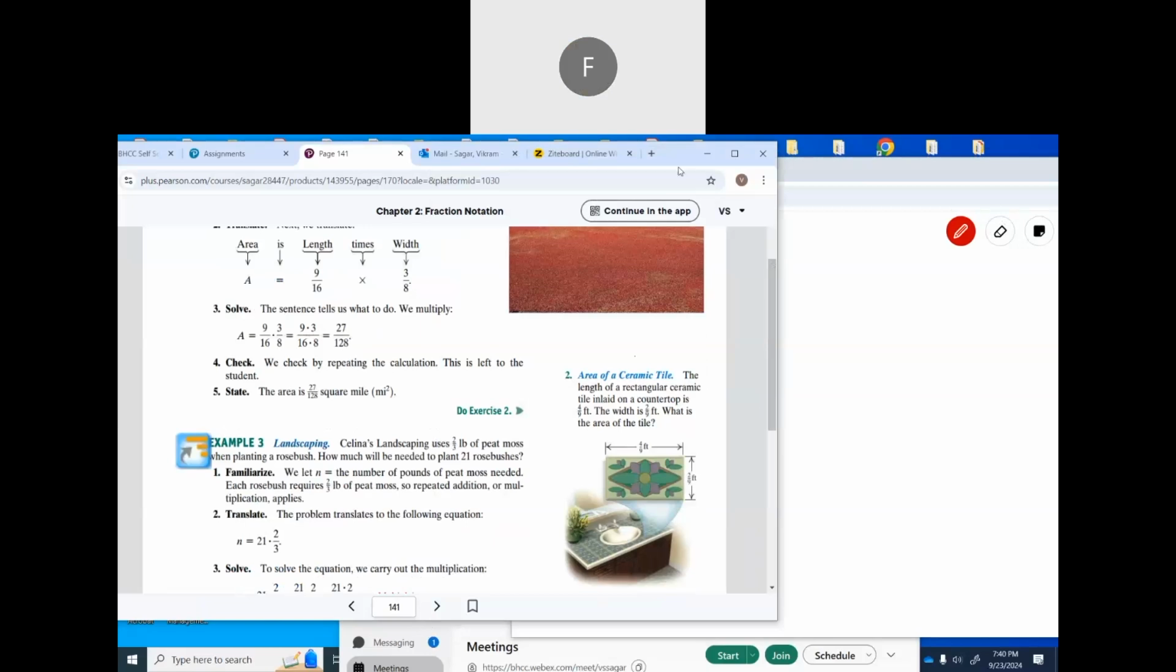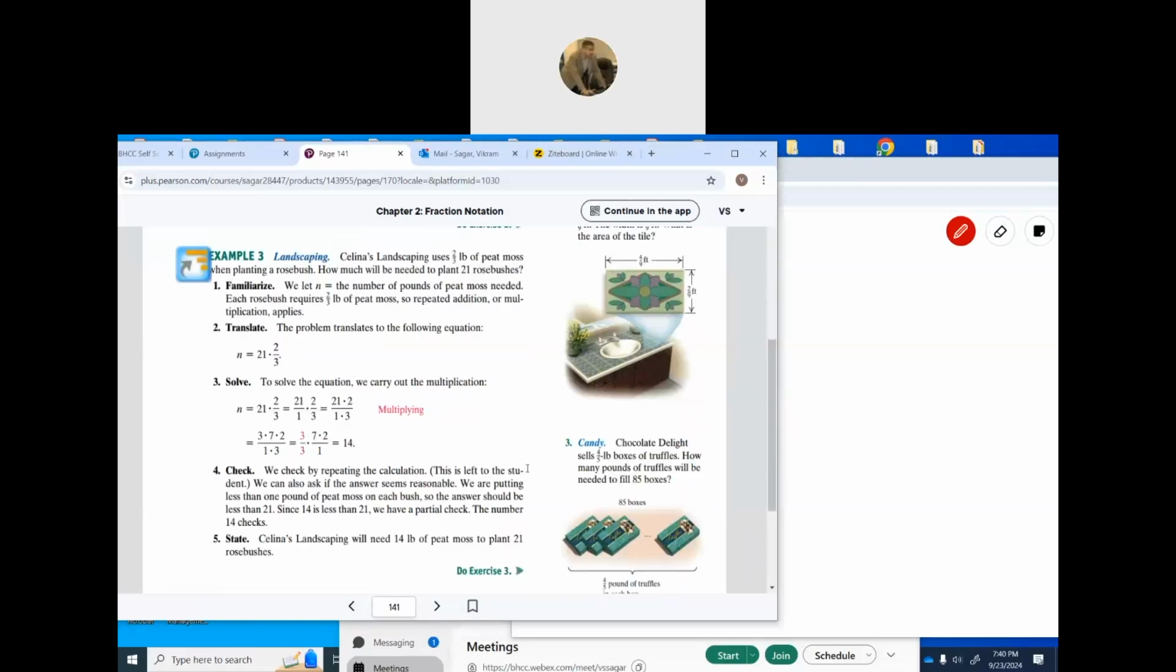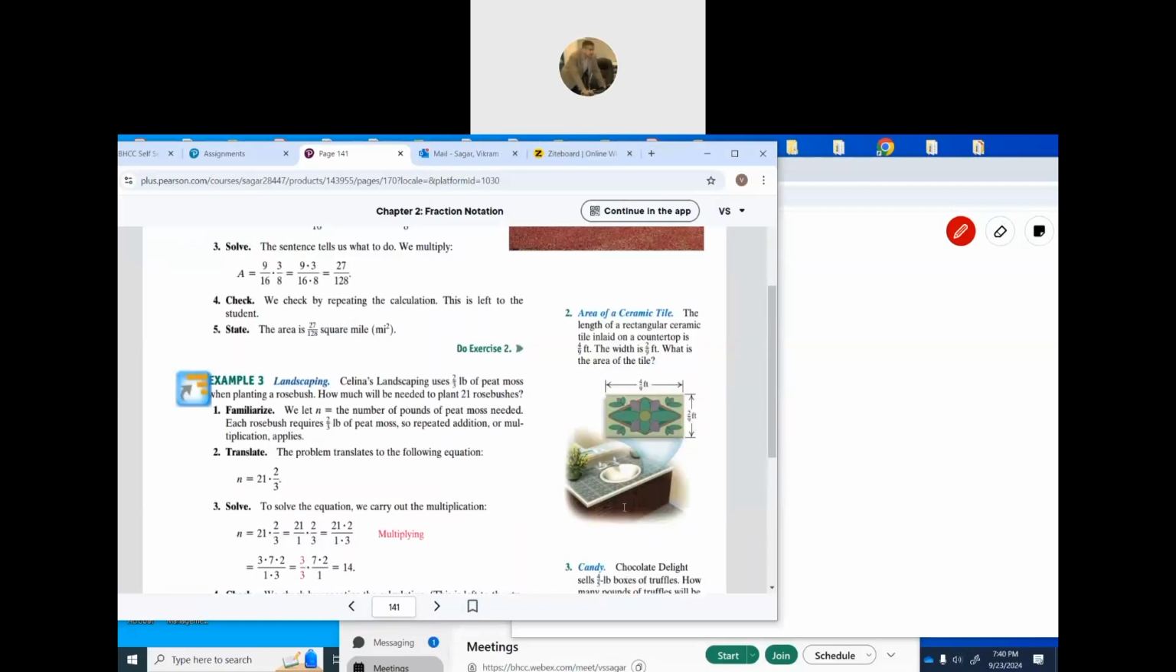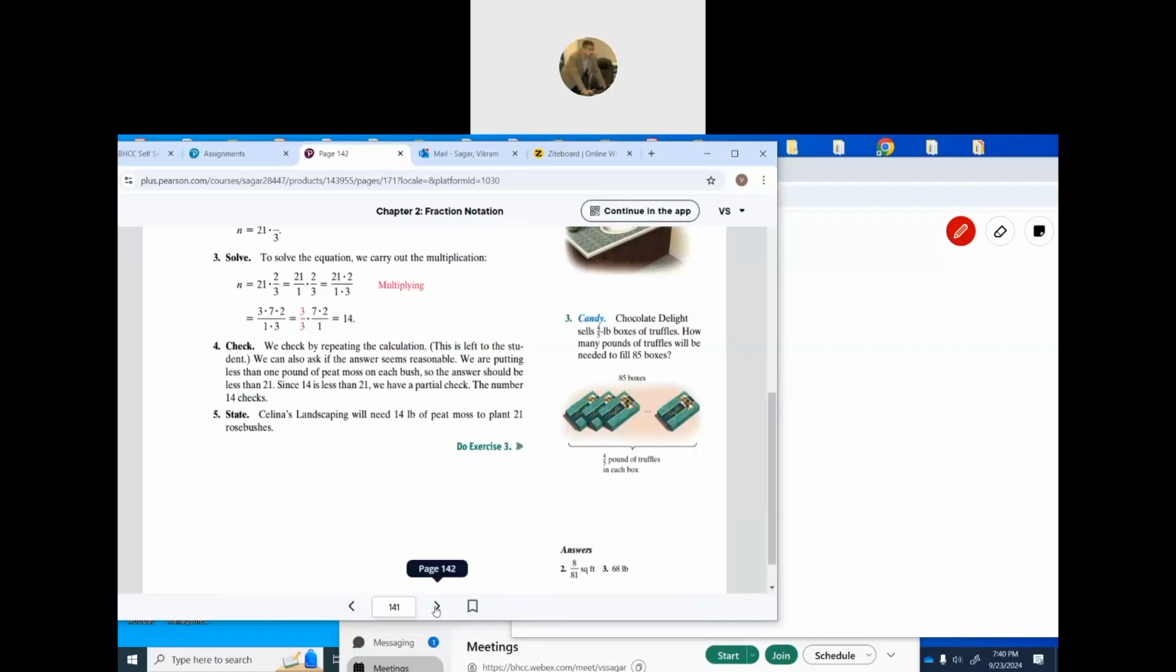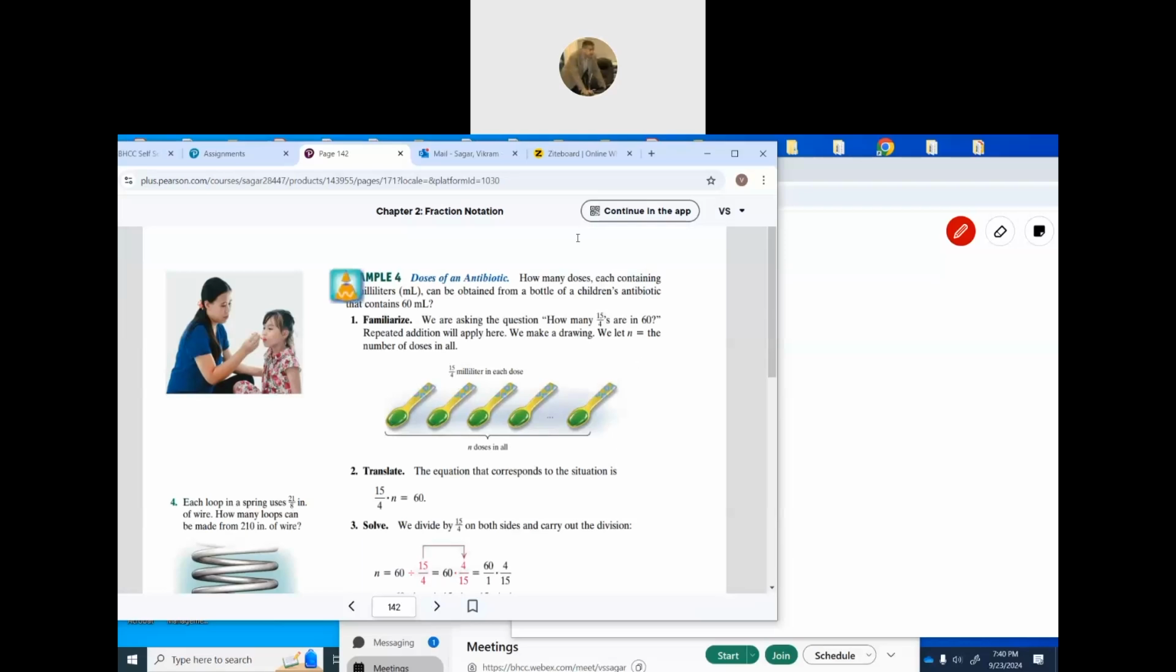Okay, so now again, this is all very, very easy. If you're finding area, just multiply them, okay? And even though these are word problems, this is all like timing, okay? So this one is: how many doses, each containing some milliliters, can be obtained from a bottle of children's antibiotic that contains 60 ml.